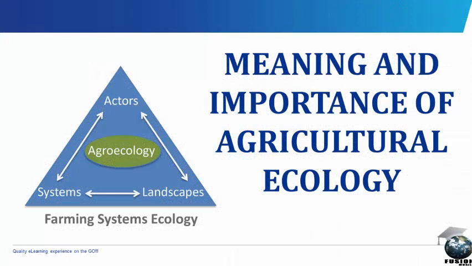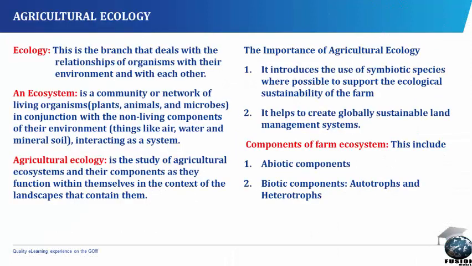Meaning and importance of agricultural ecology. Ecology is the branch that deals with the relationships of organisms with the environment and with each other. An ecosystem is a community or network of living organisms, which include plants, animals, and microbes, in conjunction with the non-living components of their environment, things like air, water, and mineral soil, interacting as a system.